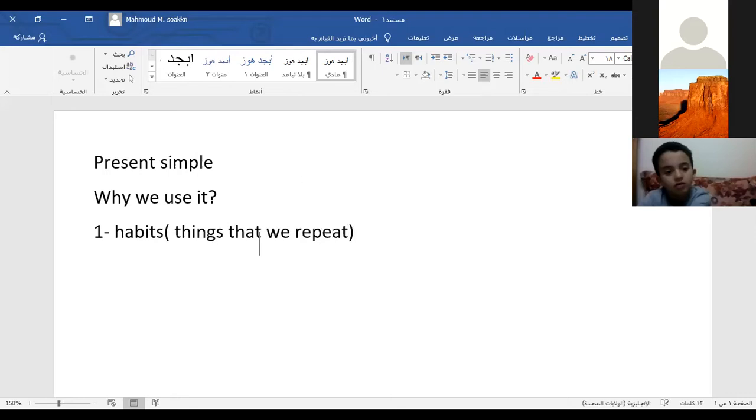And what does it mean? Example, I go to school by car. So it means that I always go to school by car. I repeat this action again and again and again.